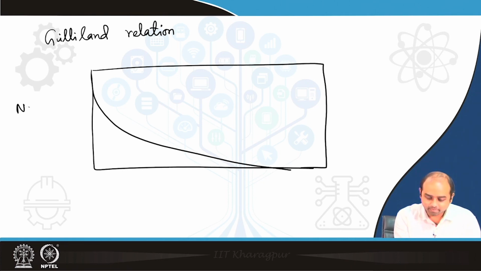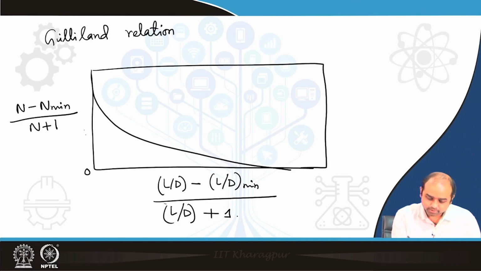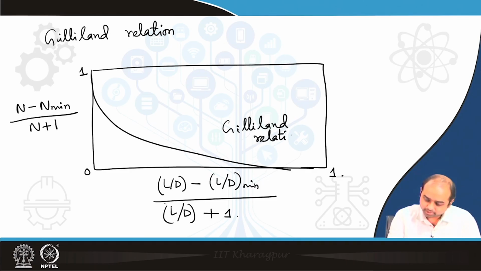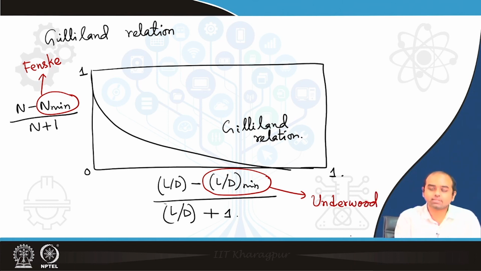On the left hand side it is N minus N min divided by N plus 1, and at the bottom you have L by D minus L by D at the minimum condition divided by L by D plus 1. So this starts from 0 to 1, scaled with respect to 0 to 1. This is the Gilliland relation. This chart gives you a relation of these quantities, right? N minimum is obtained from the Fenske equation, and L by D minimum has to be obtained from the Underwood equation at the criteria of minimum reflux or infinite stages, while the Fenske equation is for the case of total reflux.